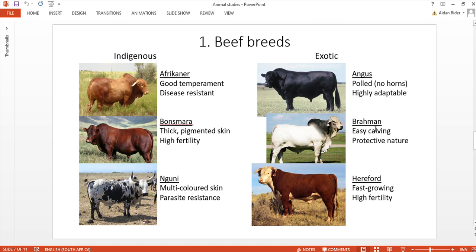Then the Brahman are actually from East Asia, from the east, they originated. So you can also see they have large dewlaps and this hump on the back. They are known for easy calving, so they don't struggle when they give birth, and the mothers are very protective of their young. Then thirdly is the Hereford. They're usually red with white faces. They are fast growing, meaning you can quickly start breeding them, and also they have high fertility, so they can easily become pregnant. Yeah, those are your three exotic breeds.